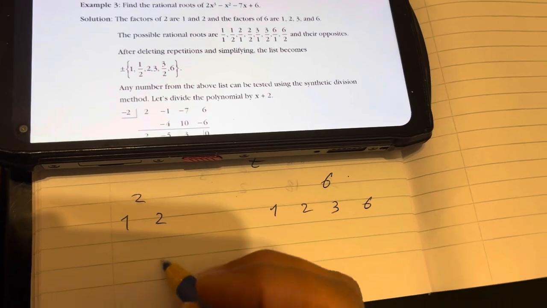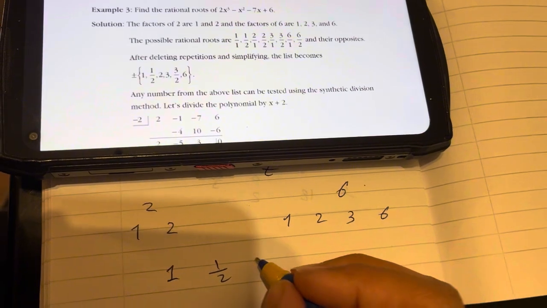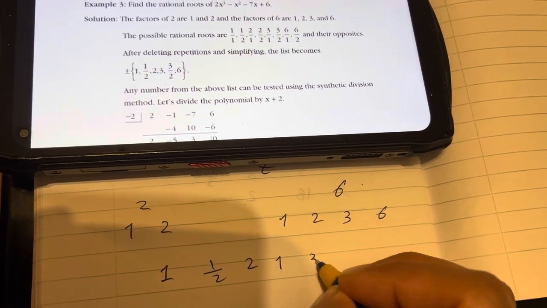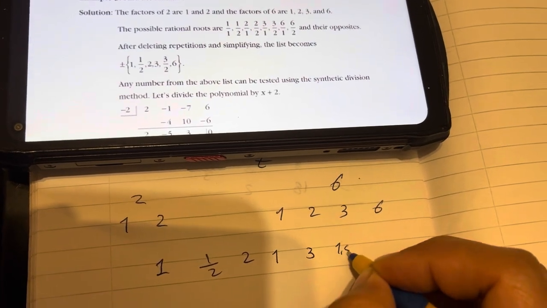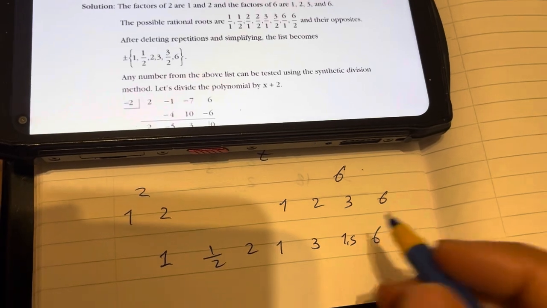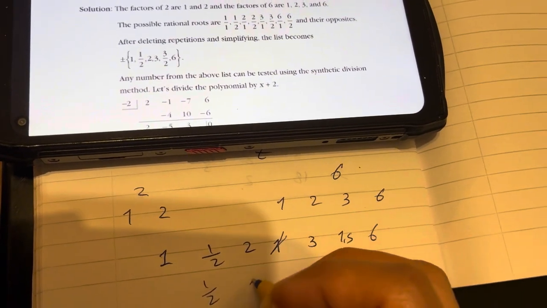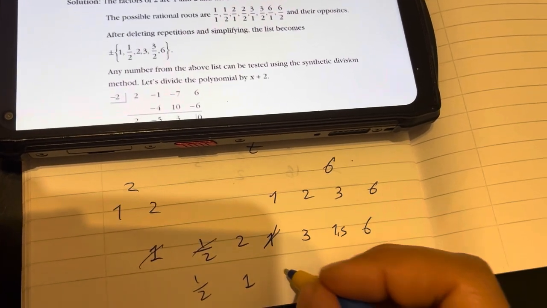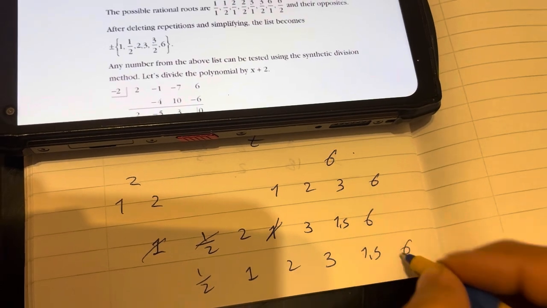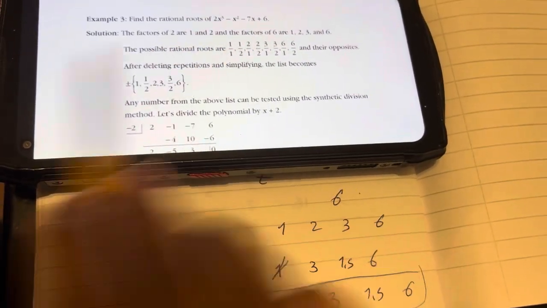So I'll try 1 over 1, which is 1, 1 over 2, 2 over 1, which is 2, 2 over 2, which is 1, 3 over 1, which is 3, 3 over 2, which is 1.5, 6 over 1, which is 6, and 6 over 2 is 3. It's already here, so you just cancel the duplicates. So you have 1 over 2, 1, 2, 3, 1.5, and 6. So these are the possible factors for this polynomial equation.